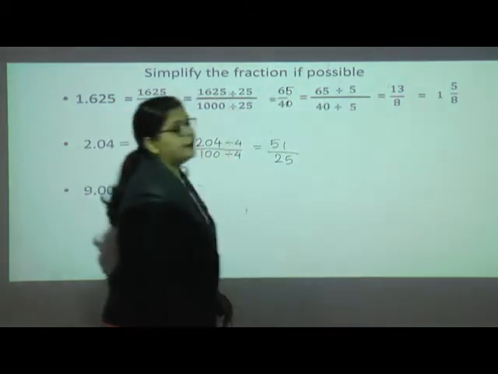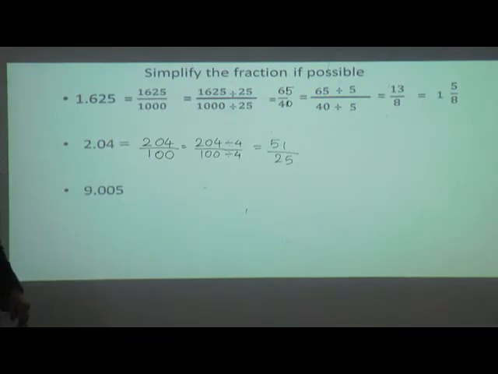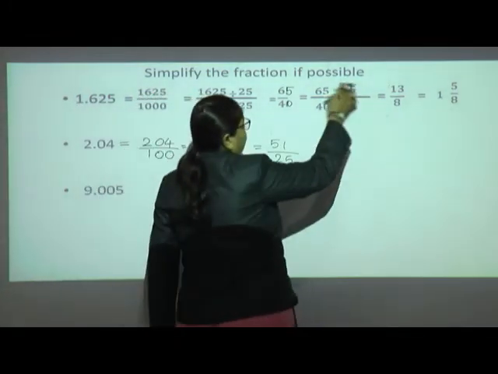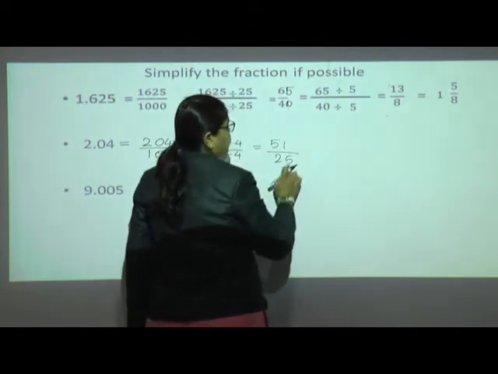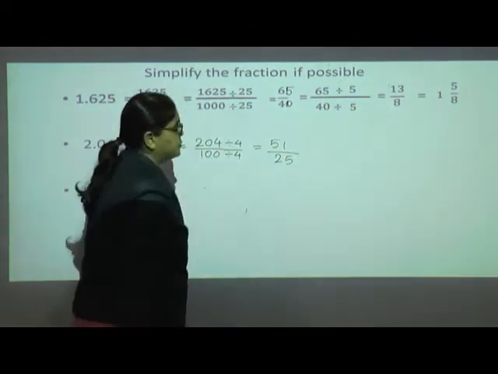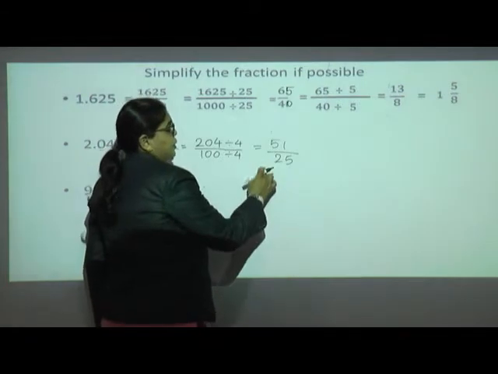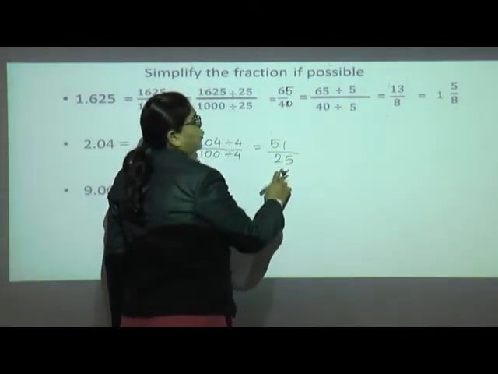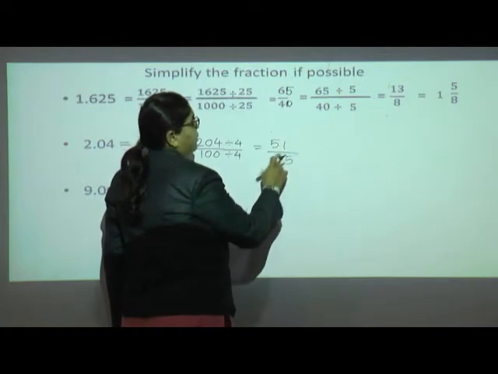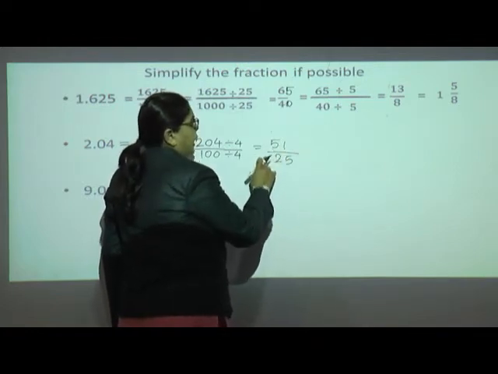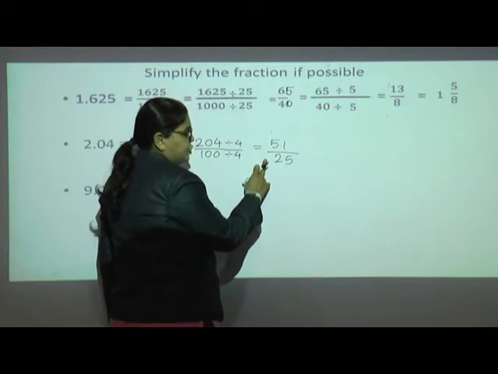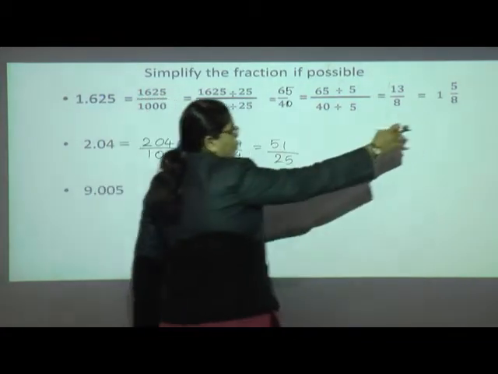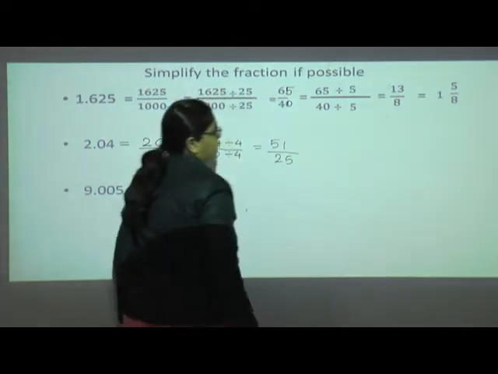So in this way we have to find out after dividing both the denominator and the numerator with the same number. Now if it is possible to reduce, we have to reduce, but here we are getting such a number that it is not reducible. So it is 51 upon 25, or we can say 51 by 25. Now can you say it is a proper or improper fraction? Yes, it is an improper fraction.